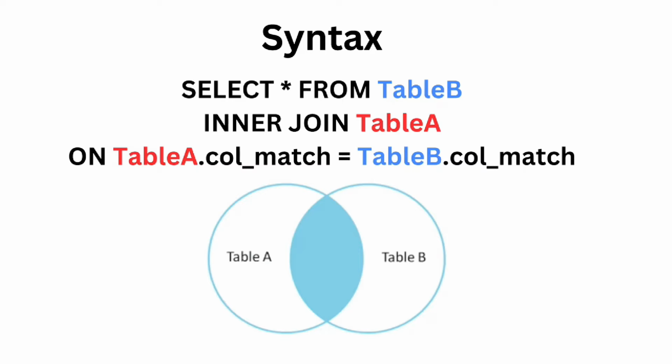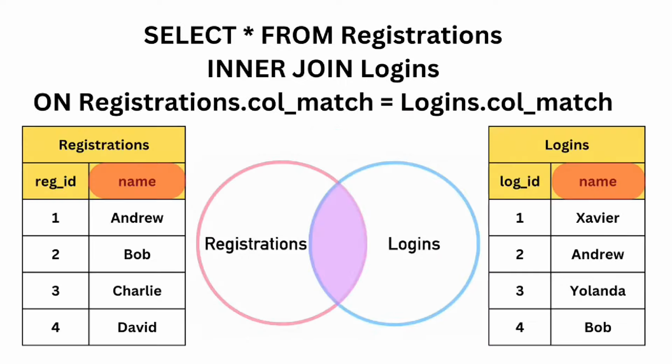So getting from table A and then joining on table B is the same as getting from table B and then inner joining on table A. Keep in mind, this is only true for an inner join in this particular case. So switching around the orders here, even switching around the column match order, doesn't really matter for an inner join because it's the same regardless, because this is a symmetrical Venn diagram.